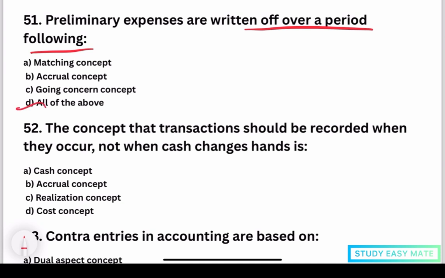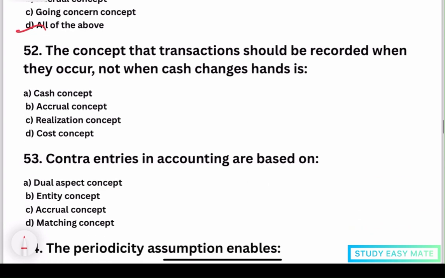all the above: matching, accrual, going concern. Because for matching, you can say spreading cost over benefit periods. For accrual, recognizing expenses when they occur. For going concern, we have to assume that the business will continue to run for a long time.